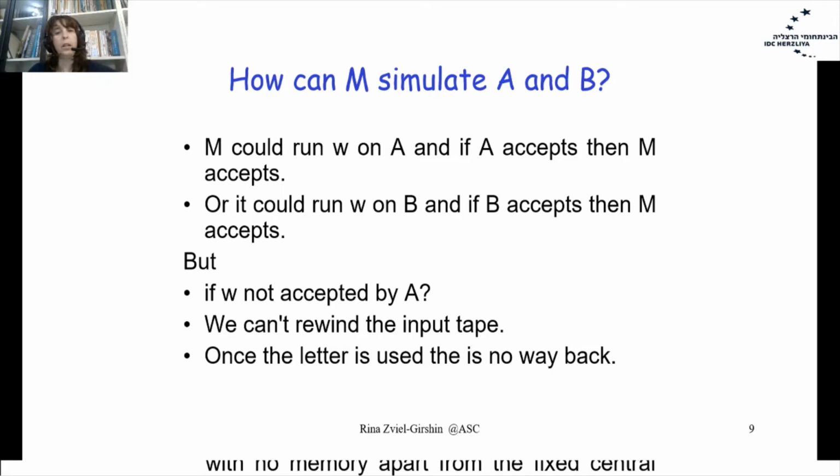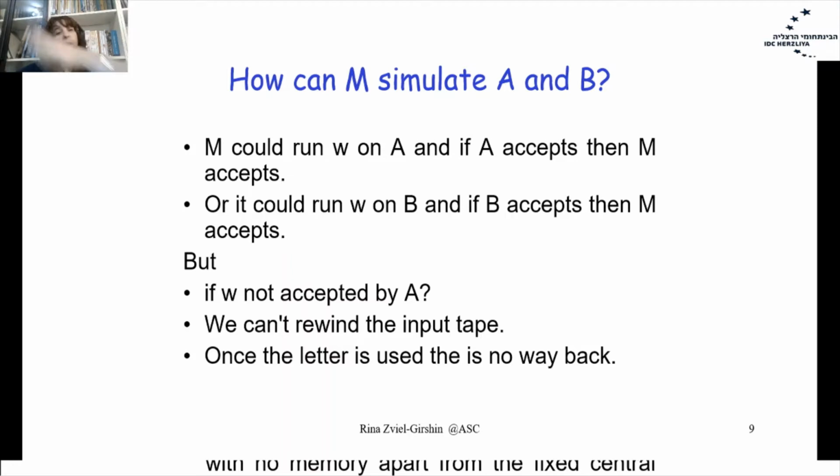And we run W on automaton A. If A accepts W, then M should accept W. Or we can run W on B, and if B accepts W, then M also accepts W. However, we have a problem.